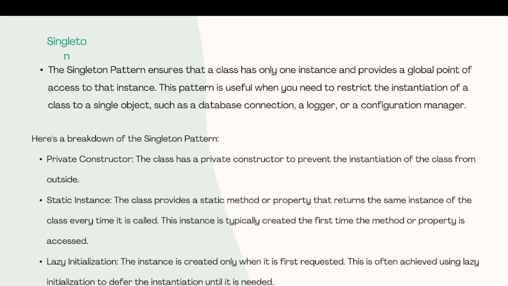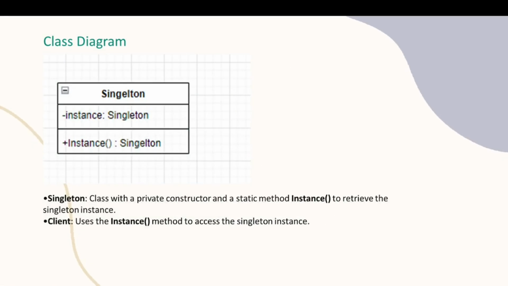Imagine you stand in a room with a lot of doors, but every time you open a door, you see the same person. The singleton design pattern is something similar. This is the class diagram. We have a private constructor and a static method, instance, to retrieve the singleton instance. And there is a client which uses this instance method to gain access to the singleton instance.